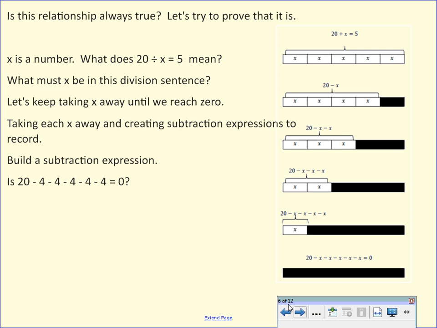Will this work no matter what? 20 divided by 4 equals 5. 20 divided by 5 equals 4. Will it work? Well, we'll try it with x. If x was a number, 20 divided by x equals 5.